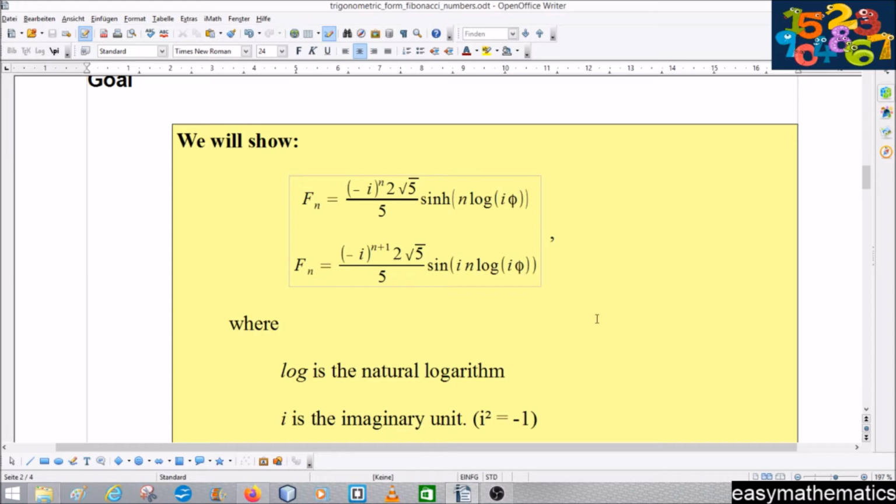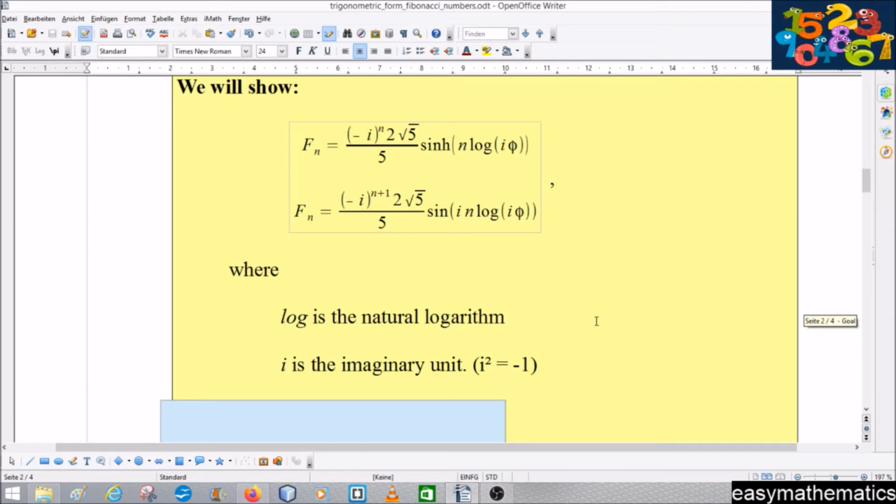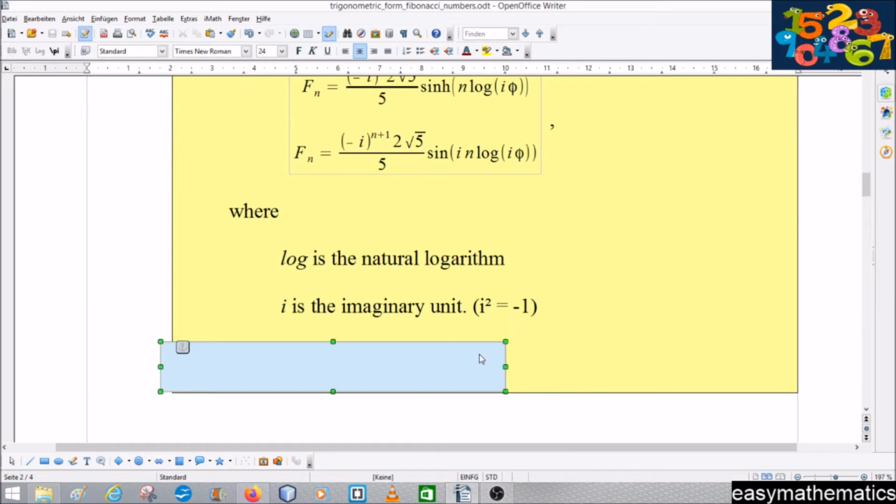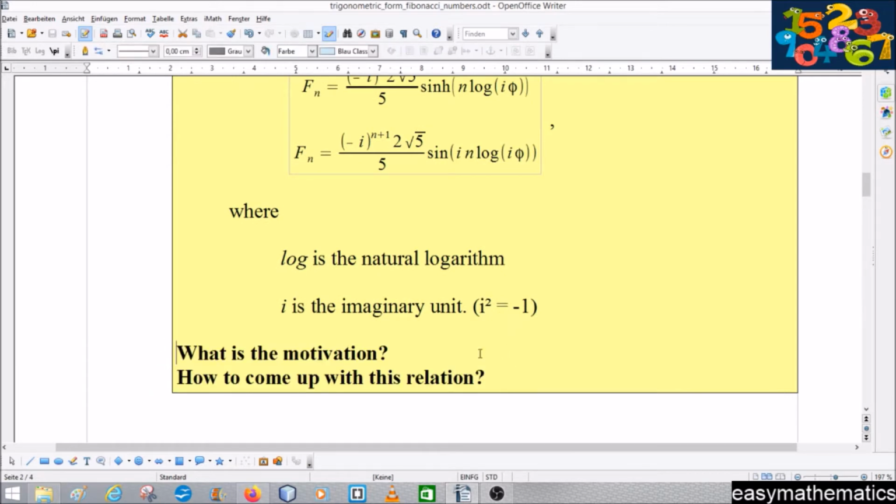And the second form is similar. You can read it by yourself, where log is the natural logarithm and i is the imaginary unit, so i squared is minus 1. And also we will answer the question, what is the motivation to find such a relation?